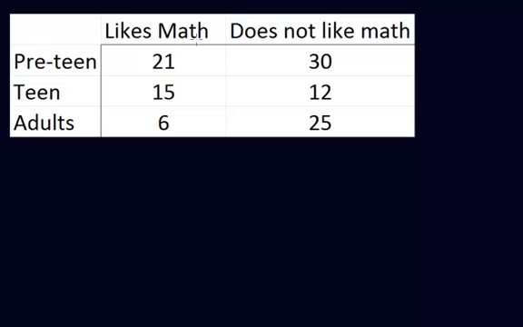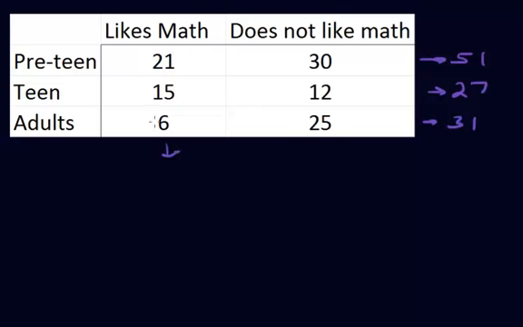Anytime I'm given a problem like this, the first thing I do is look at each row and each column and add up the numbers, because I will need those numbers at some point, so you might as well do them all right now. So first row, you get 21 plus 30, and that will be 51. And then you got 15 and 12, so that's going to be 27. And then 6 and 25, you got 31.